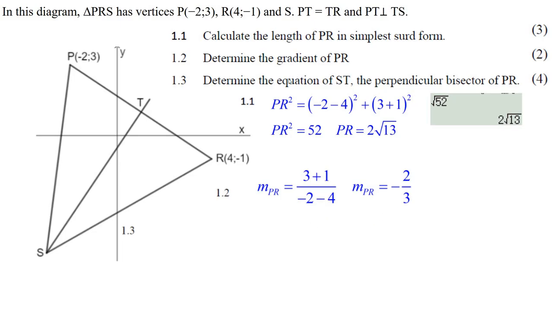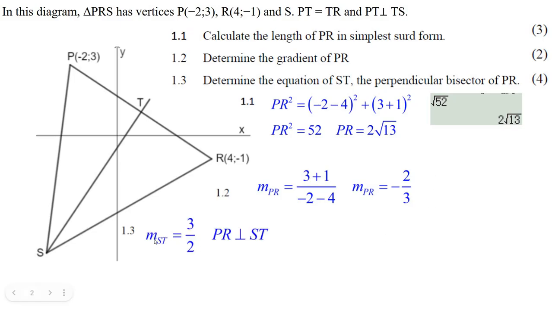Last question's a little harder. Determine the equation of ST, the perpendicular bisector of PR. The perpendicular bisector of PR. Well, if it's a bisector, then this must be the midpoint. And if it's perpendicular, then the gradient of this line must be this turned upside down, which would be 3 over 2 and the opposite sign, because perpendicular gradients have to multiply to equal minus 1. So we're going to need 3 over 2.